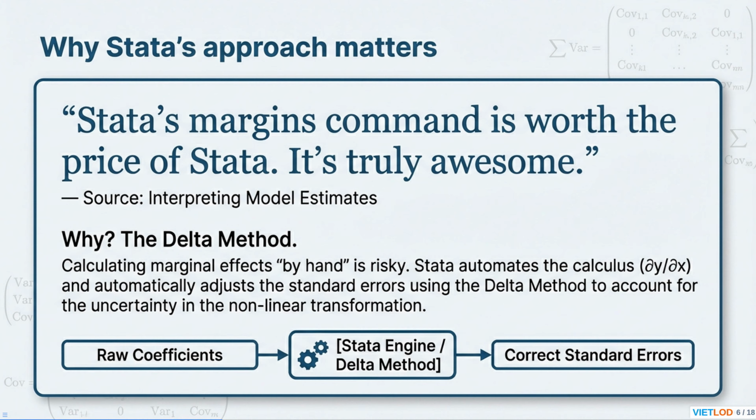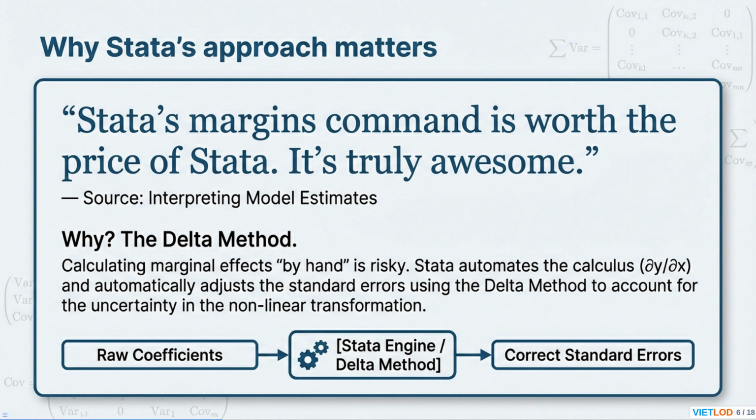As a leading expert in the field states, Stata's margins command is worth the price of Stata. It's truly awesome. This sentiment is echoed by many researchers because of its robust approach to marginal analysis. The critical component enabling this power is the delta method. When we compute marginal effects, we're essentially performing a nonlinear transformation of our initial regression coefficients. The standard errors from our original model no longer directly apply to these transformed effects.